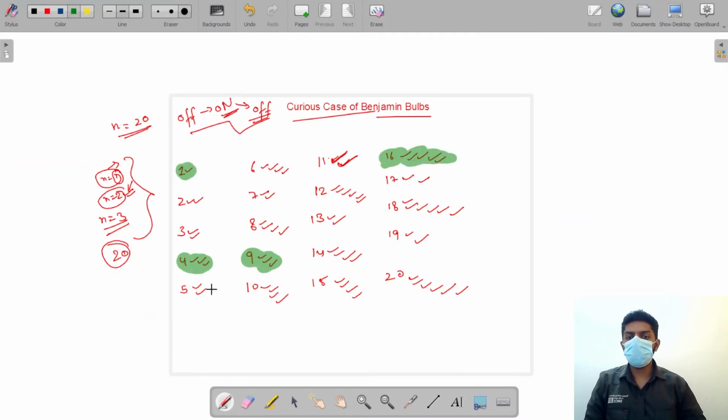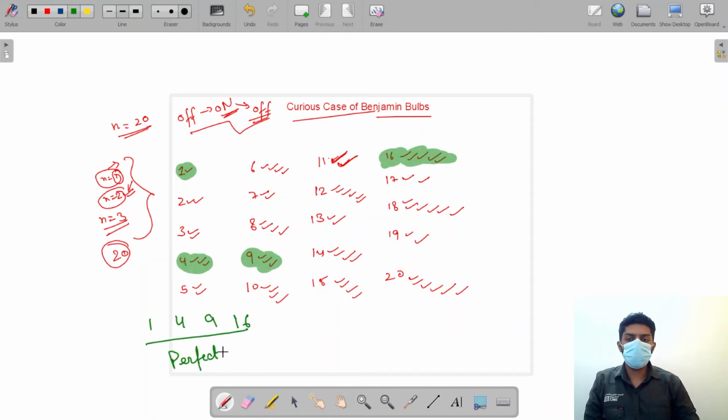Now let's see. There is a common thing about all the numbers that have stayed on. That is, the first, 4th, 9th, and 16th, they are perfect squares. So the question is actually solved at this moment: any bulb which is at a perfect square position will be remaining on after all the toggles are completed. But let's see why this actually makes sense.